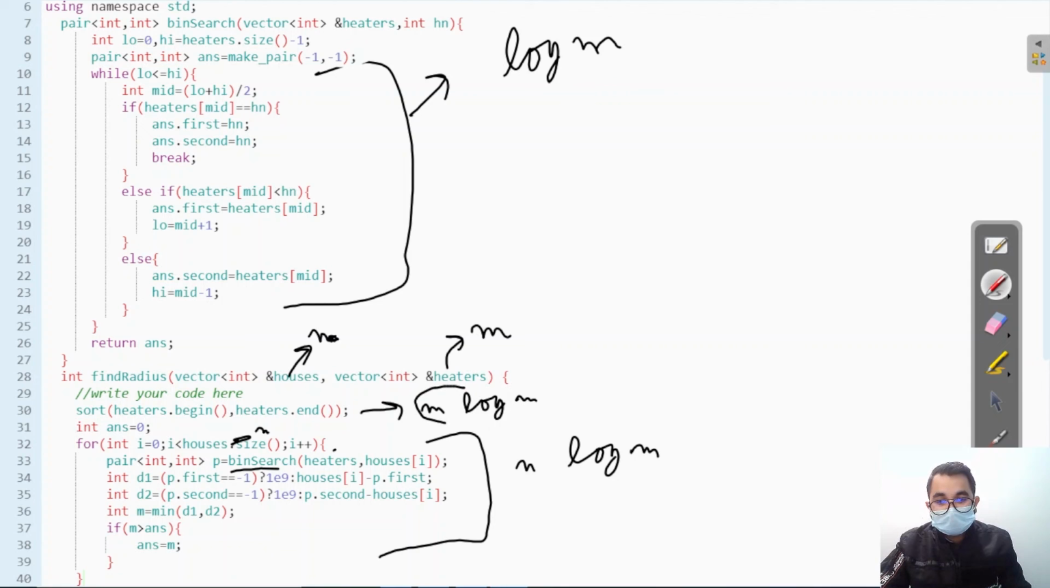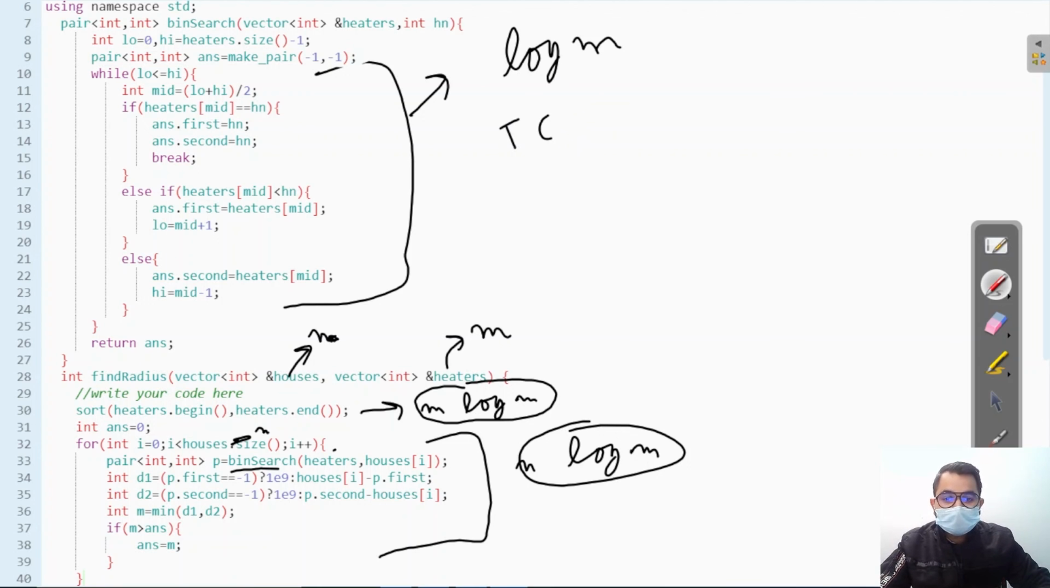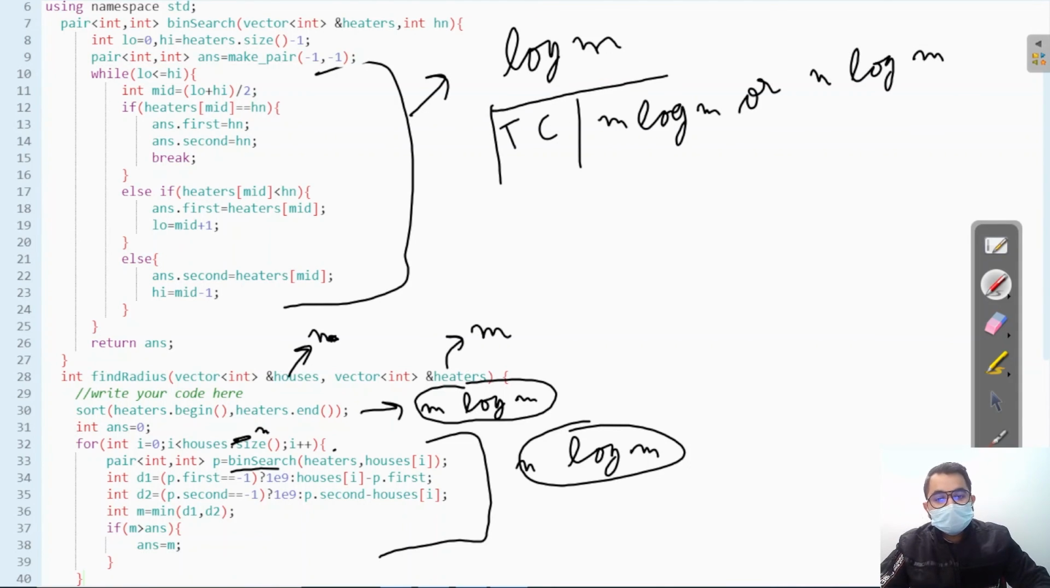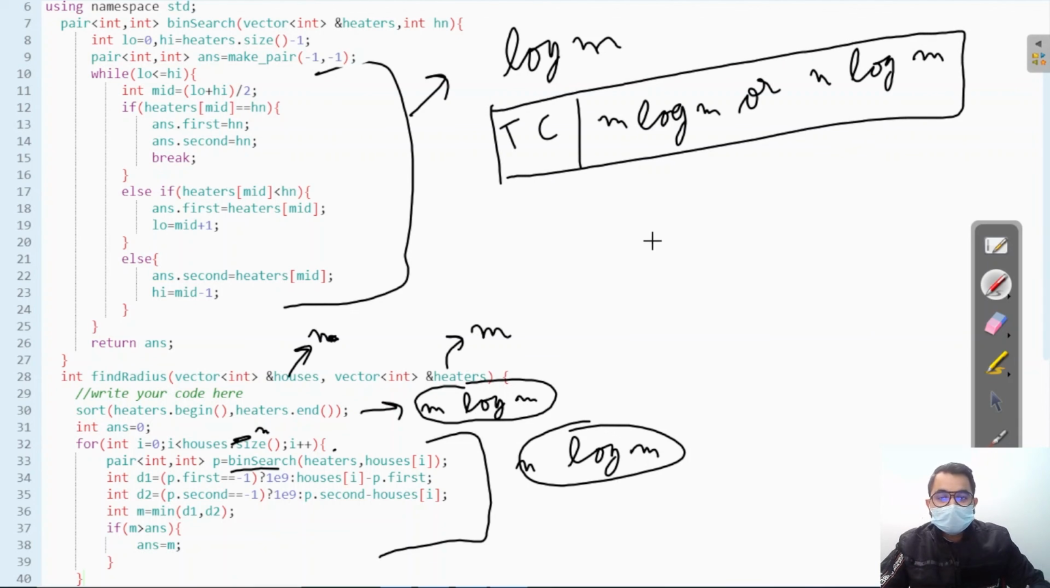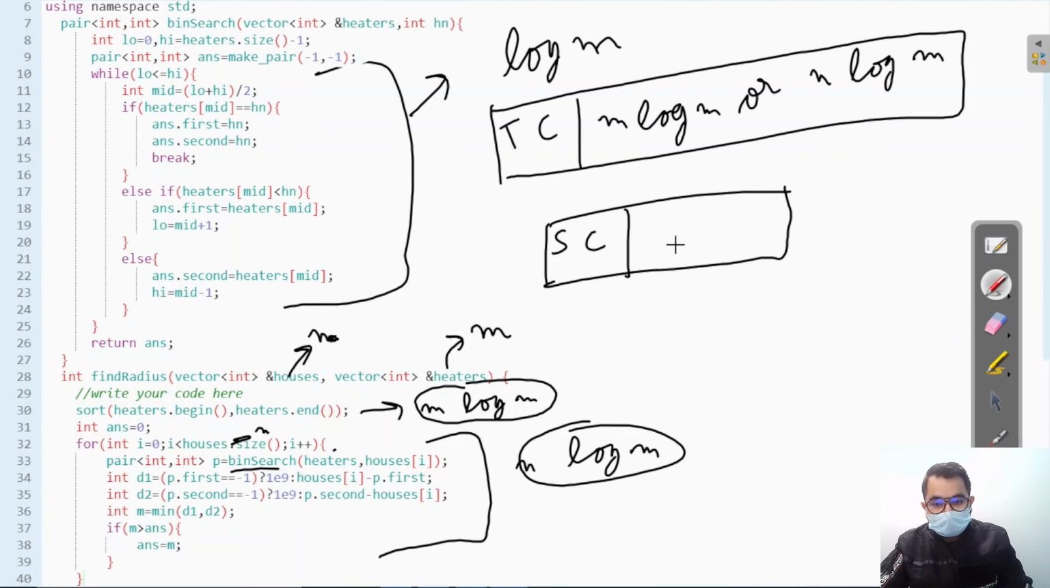Now whichever of m log m or n log m is bigger, this is going to give the time complexity for my entire findRadius function. So my time complexity could be m log m or n log m. Whichever is the bigger value, this will be my time complexity. And what about space complexity? Have I used any additional array or any other thing? No, I haven't used any other array or anything like that. So the space complexity will be constant.